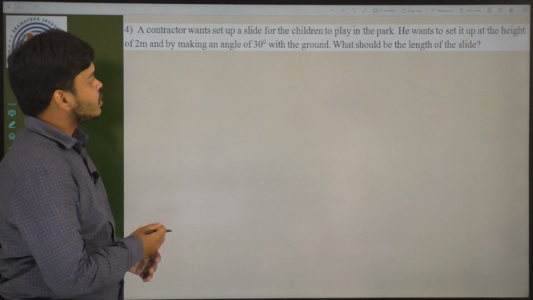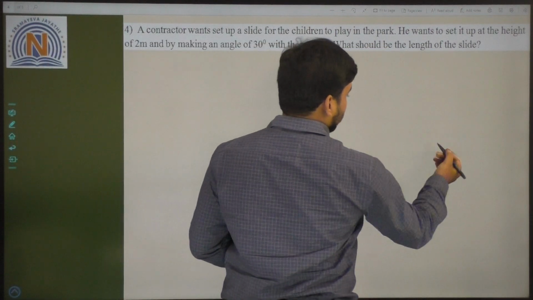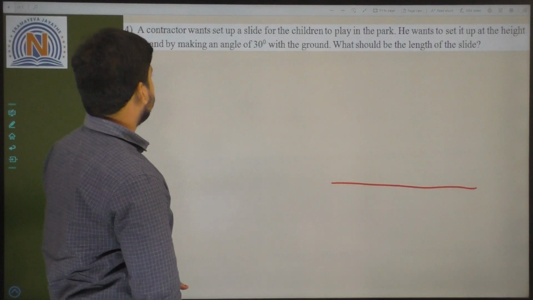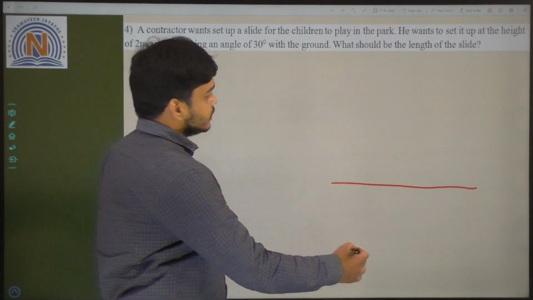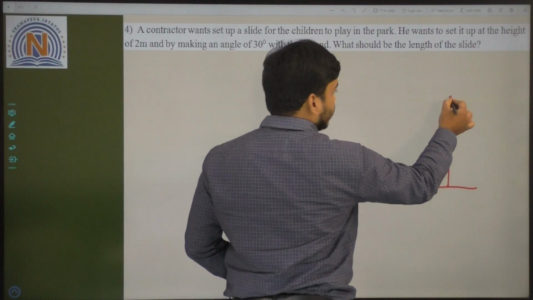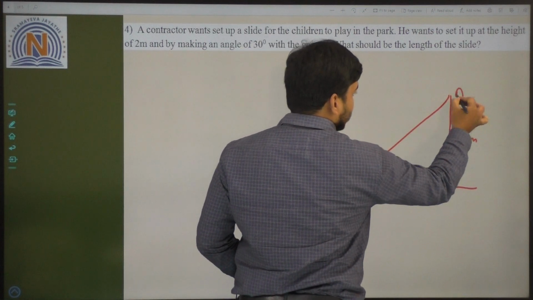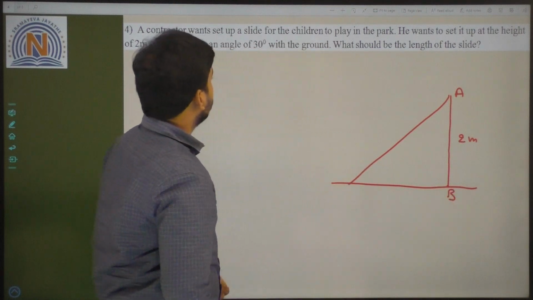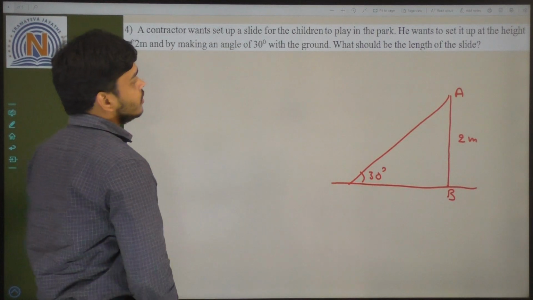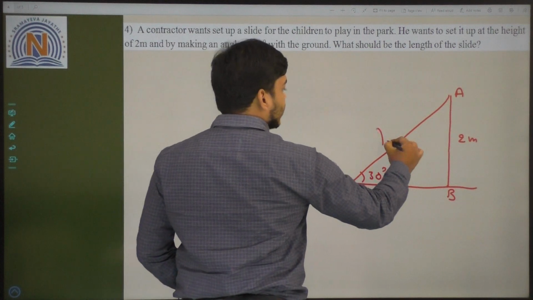A contractor wants to set up a slide in a park, right? Let the slide be fixed on the ground, and the height of the top of the slide is 2 meters. Let AB be the height, and the slide makes an angle of 30 degrees with the ground. What should be the length of this slide? Here AC, call it L, is the length of the slide.